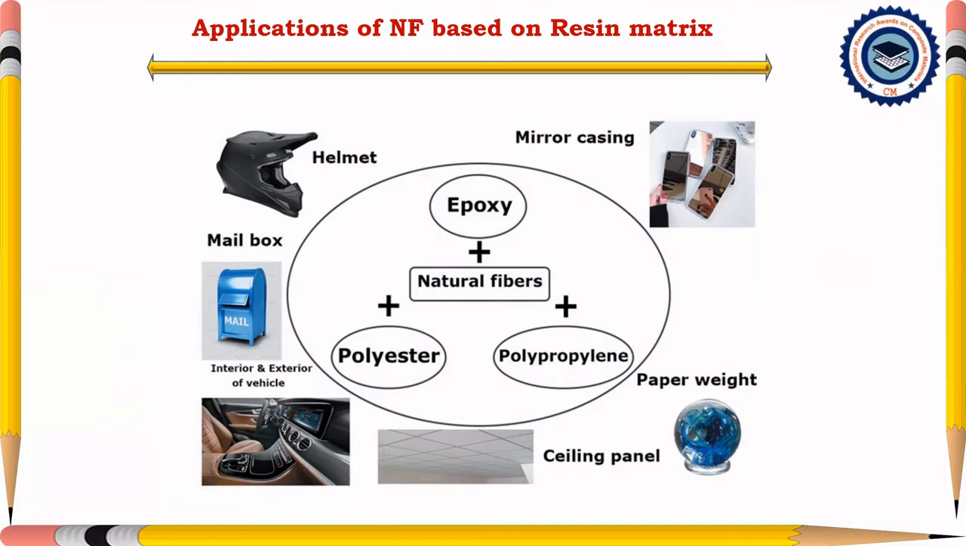First one, epoxy resin, polyester resin, vinyl ester, and polypropylene also. Whenever we take any one resin for the natural fiber composites, we can get different types of applications. Normally, if we use epoxy, we can get helmets and mirror casings. If we take polyester, we can get interiors and exteriors of vehicles. Similarly, with polypropylene resin, we can get paperweights and ceiling panels. Here I am mentioning only three. One more is there, that is the vinyl ester.